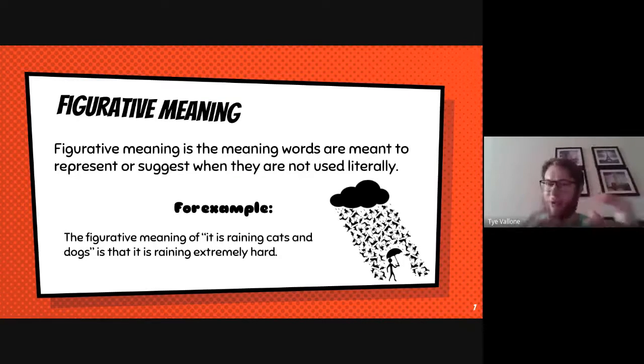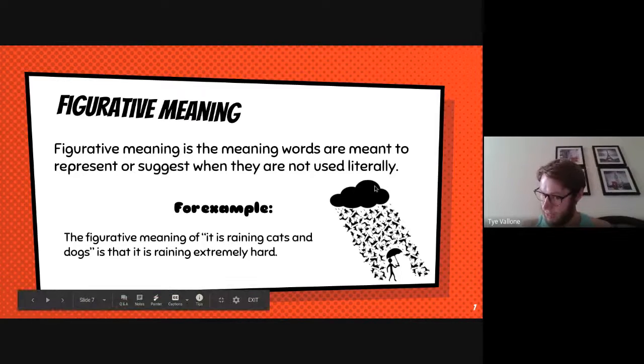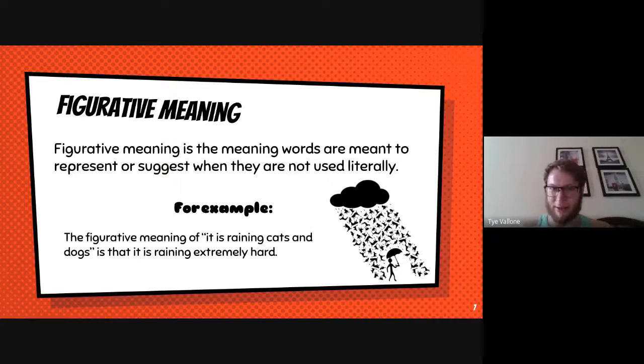So you've heard figurative language before. We've talked about it a little bit with the last checkpoint. Figurative meaning is the meaning the words are meant to represent or suggest when they are not used literally. For example, the figurative meaning of it's raining cats and dogs is that it is raining extremely hard, right? So when we say it's raining cats and dogs, we don't literally mean there's cats and dogs falling from the sky. We mean that it's raining extremely hard.